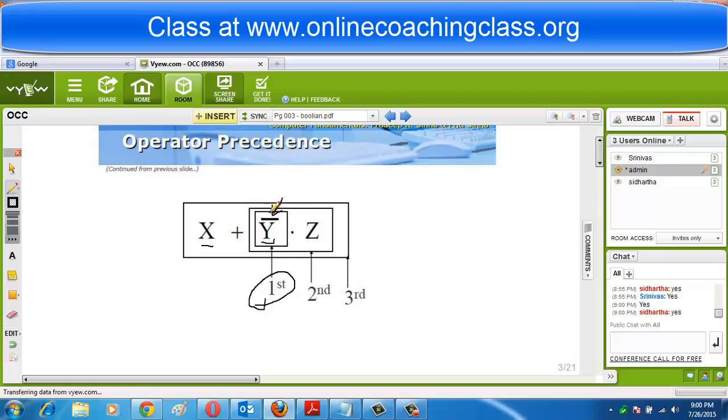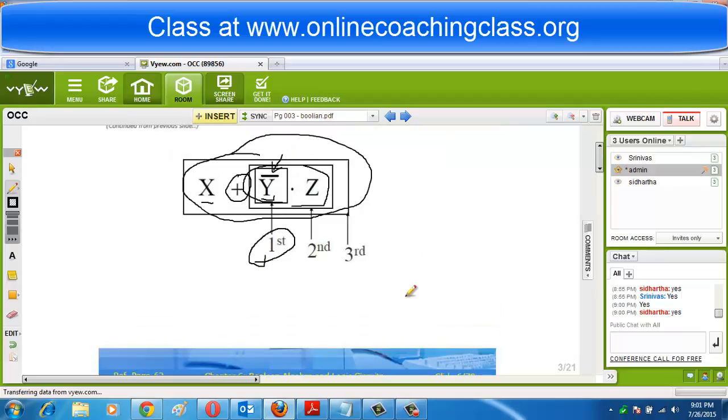Then after working with this y bar, we come to this box where y dot z is there. Now this dot means the AND operator, so it has the second priority. Then finally we have to do this box where we find the OR operator, meaning plus, and it has priority third. Is it clear? Any confusion? Okay, good.